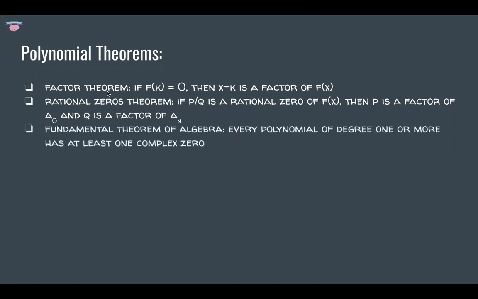The fundamental theorem of algebra. Every polynomial of degree 1 or more has at least one complex zero. Complex meaning involving i, like i plus 2, i plus 4. So basically it's saying that it crosses the x-axis at least once, even if in a complex number.